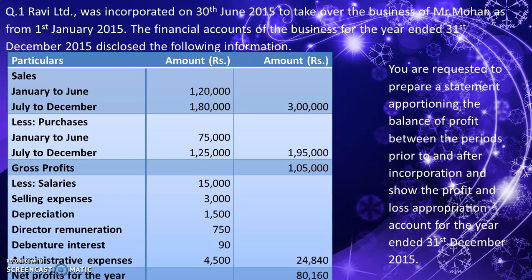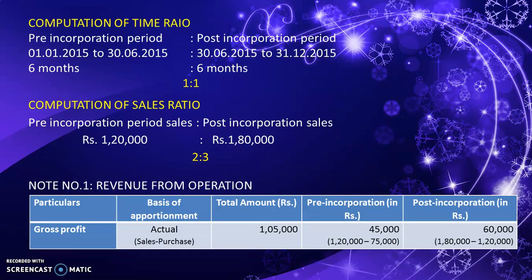You are requested to prepare a statement apportioning the balance of profit between the periods prior to and after incorporation, and show the profit and loss appropriation account for the year ended 31st December 2015. So the solution is like, we have to compute time ratio. Pre-incorporation period and post-incorporation period are equal, and hence the ratio is 1:1. And to find sales ratio, the sales related to pre-incorporation and post-incorporation is to be compared. 1,20,000 and 1,80,000. 2:3 is going to be the sales ratio.